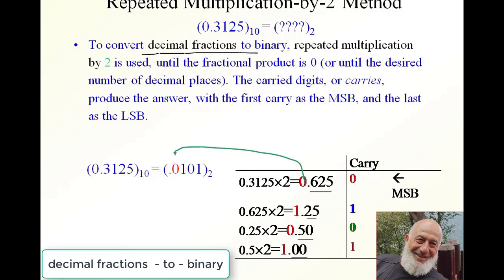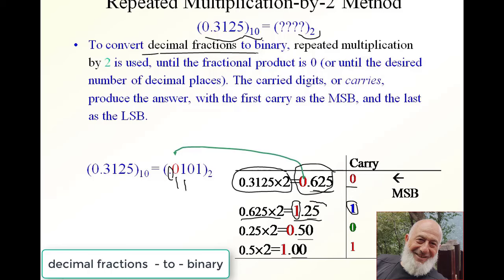Okay, to convert decimal fractions to binary, we use repeated multiplication by 2. Suppose we want to convert this number from decimal to binary. We multiply the number by 2, and then we have an answer. And this here, 0, is the carry. This carry goes to the most significant bit after the binary point here. And then we take this number, 625, and multiply it by 2. We get this answer. This here, we call it the carry. We take this carry into this position.